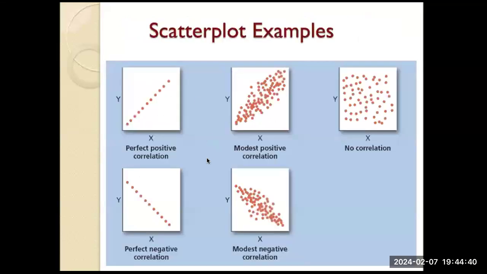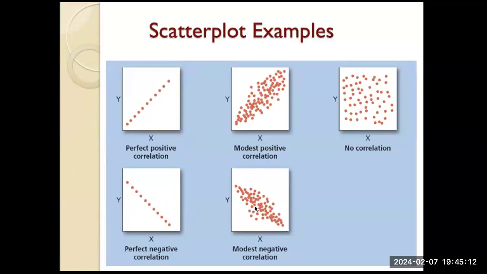If we were to look at scatter plots, this is what it would look like. Perfect positive correlation would be a straight line going upwards. Modest positive correlation, it's going to be a little more scattered, but still easy to see. And then you have no correlation, where it's just scattered all over. There's no systematic pattern. A perfect negative correlation, you can see as the x value goes up, the y value goes down. That's why it's negative. And then there's a modest negative correlation.